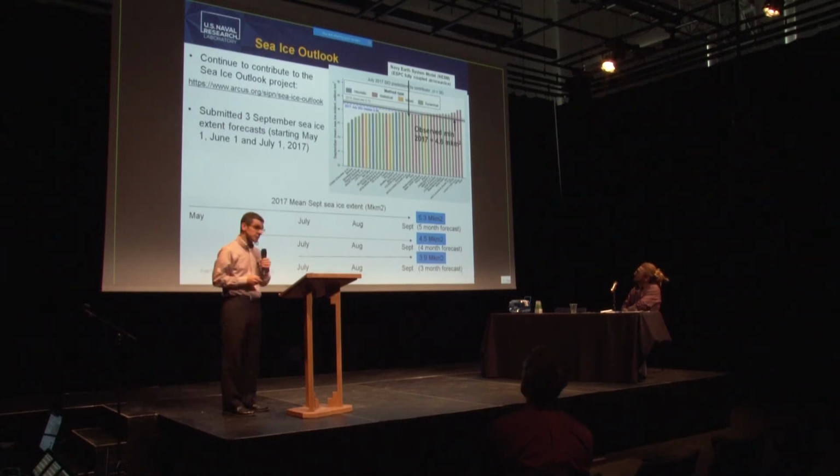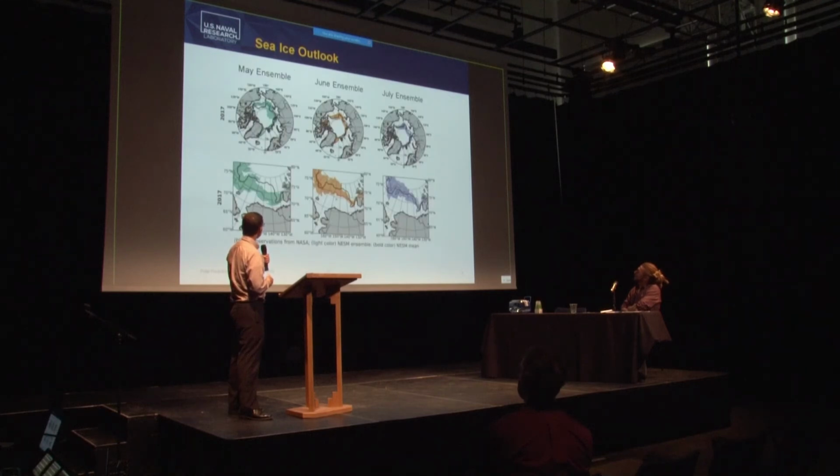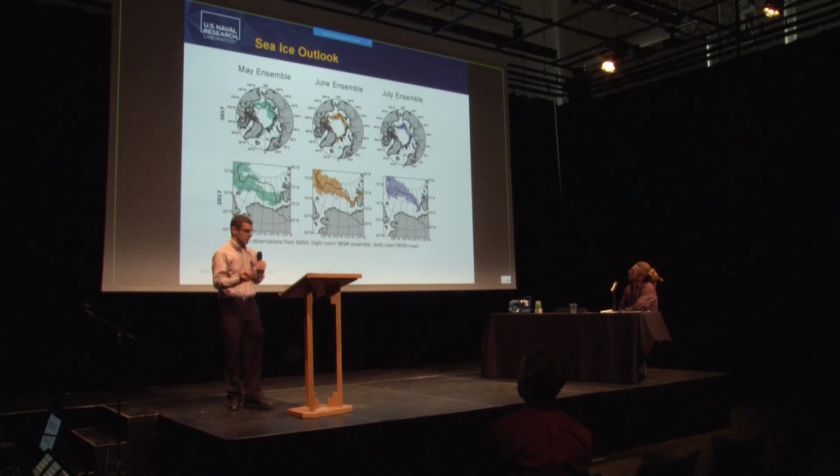And we will continue to contribute this year with Sea Ice Outlook. Just wanted to show everyone where we are in terms of this right now. And then here's a plot from our ensemble of what the mean sea ice extent was from each ensemble. So May, June, July in each column. The top row is just the Pan-Arctic, and the bottom is just zoomed in into the Beaufort region here. And of course, the black line is the observations from NASA Team 2.